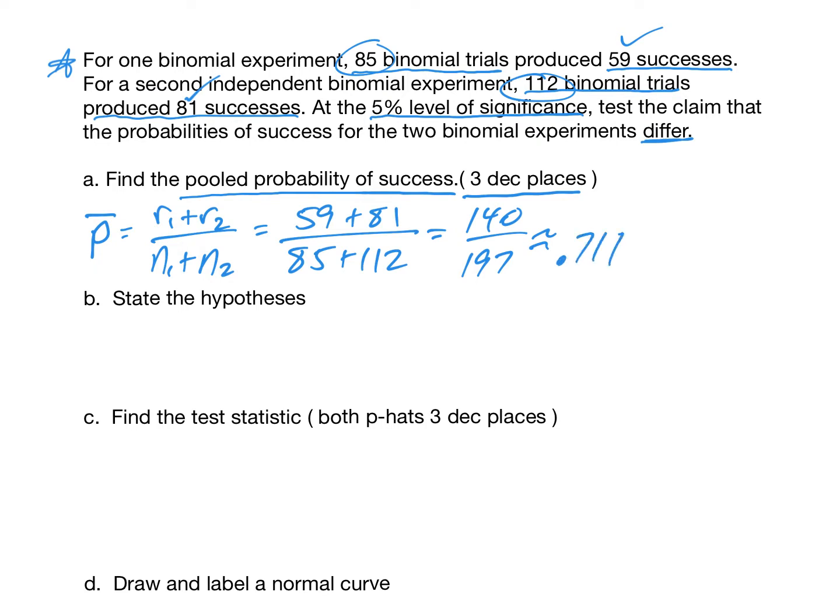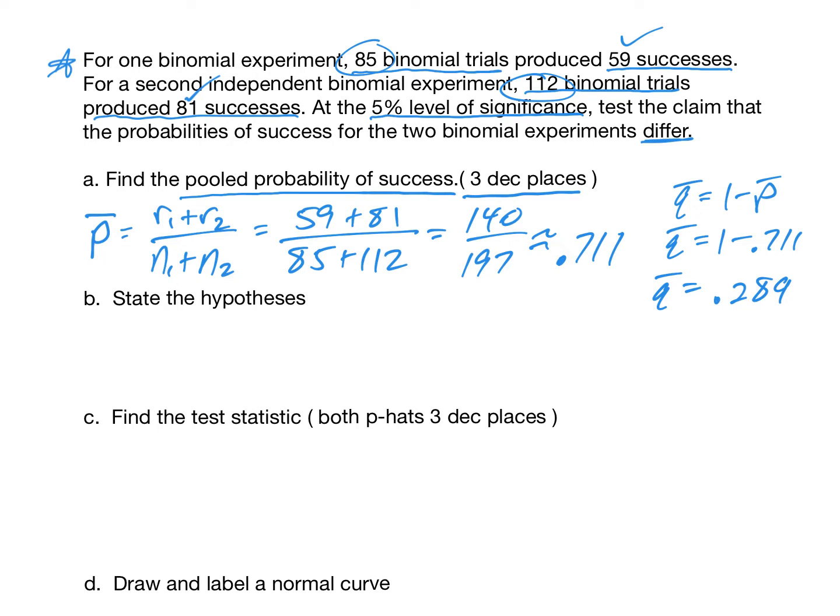so 0.711. Even though I don't ask you for it, you will need something else. You're going to need Q pooled as well, which is 1 minus P pooled. So Q bar is equal to 1 minus 0.711, which is 0.289. We'll need that a little bit later when we find our test statistic.